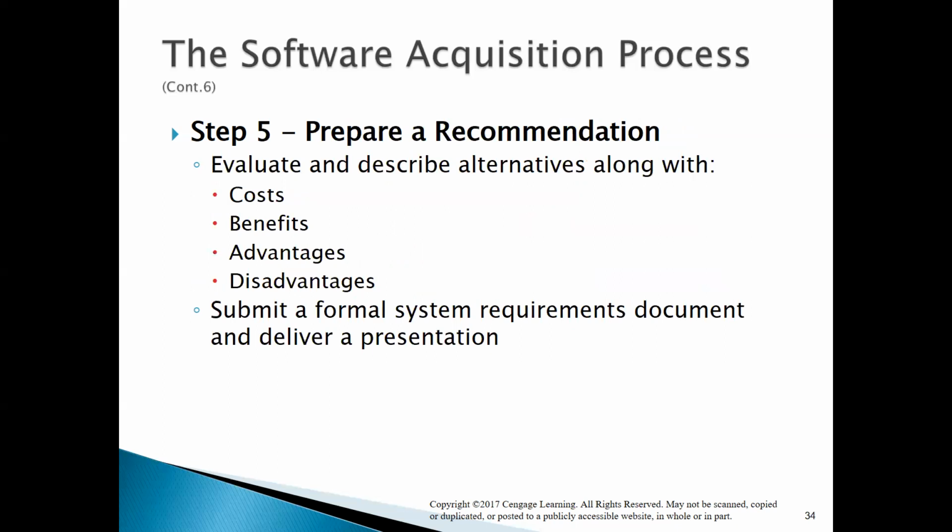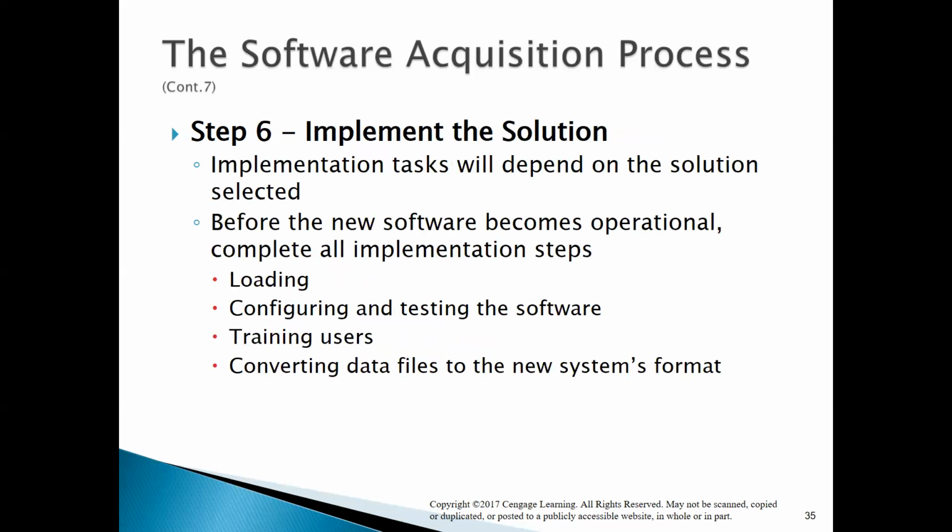Step 5. After you have evaluated and performed the cost-benefit analysis, you'll have a list of vendors and you'll see how much each would cost, what the benefit is, how much time, and what services these vendors provide. From here, you'll make a recommendation. Evaluate and describe alternatives along with cost, benefit, advantages, disadvantages, and submit a formal system requirements document and deliver a presentation. This is normally the work of a system analyst. The system analyst does all this work for the organization and presents the results. Now implement the solution.